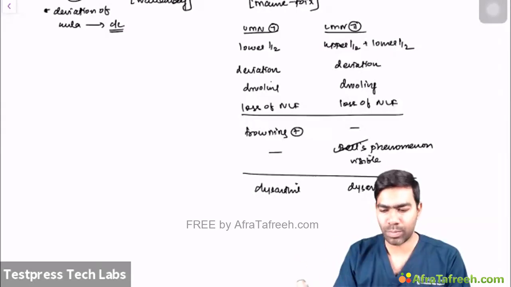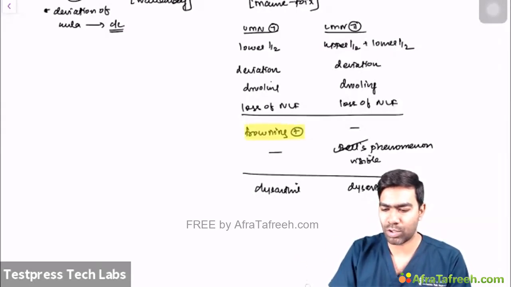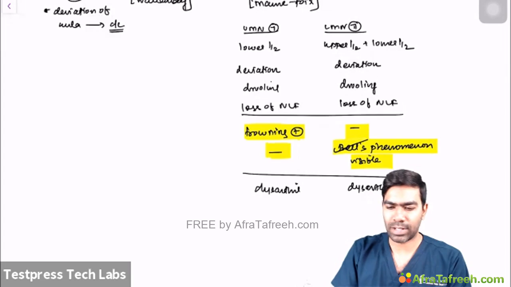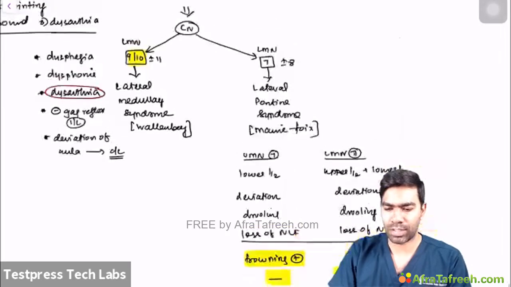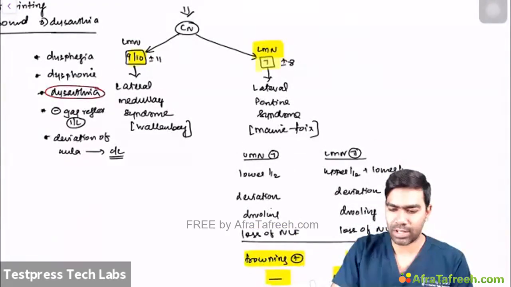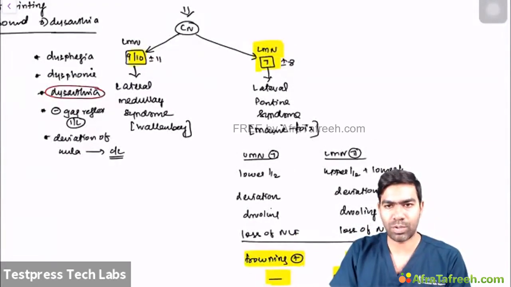All these things can be seen in both UMN 7 and LMN 7, but the most important thing that differentiates UMN 7 from LMN 7 is the presence of Bell's phenomenon, and loss of frowning is the most important feature. That will tell you that this patient is having an LMN 7 phenomenon. So in brainstem stroke, it's an LMN 7.